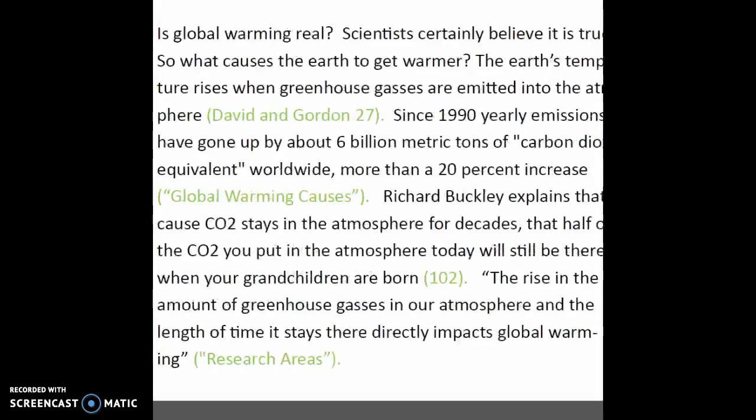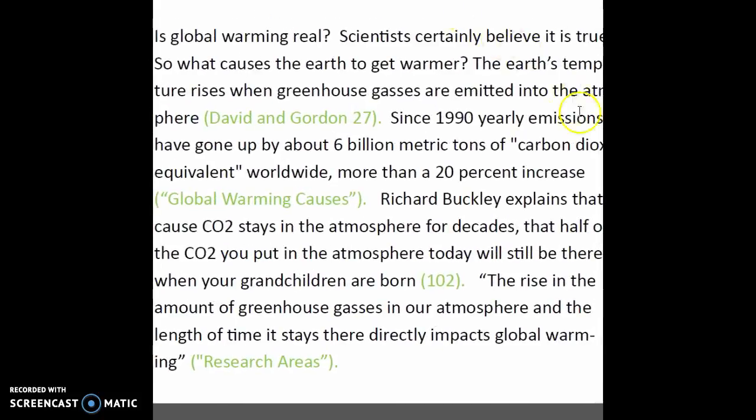This is a paragraph I wrote a while ago about global warming. Is global warming real? Scientists certainly believe it's true. So what causes the Earth to get warmer?